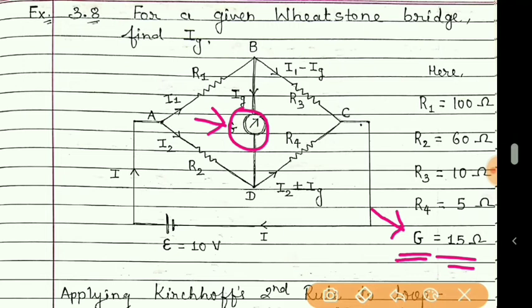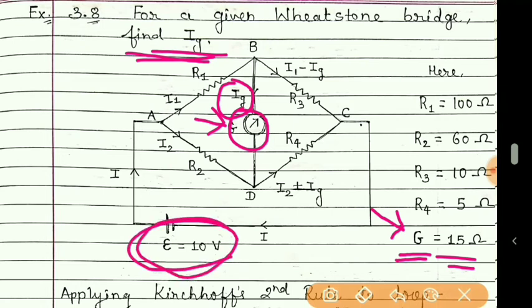Now we will apply Kirchhoff's rules to obtain equations, and then we will solve those equations to obtain the current Ig, because finally here we want to find Ig. A battery of 10 volts is connected across point A and point C.